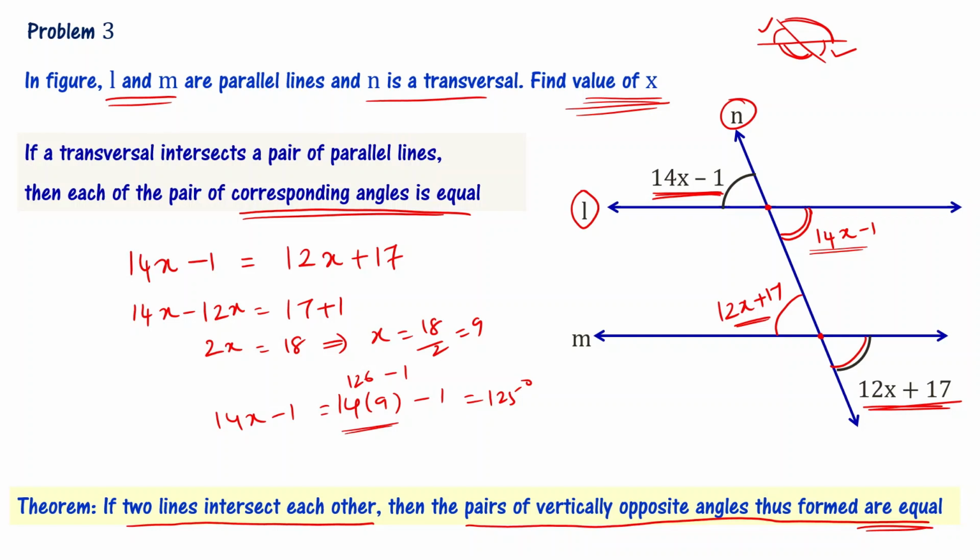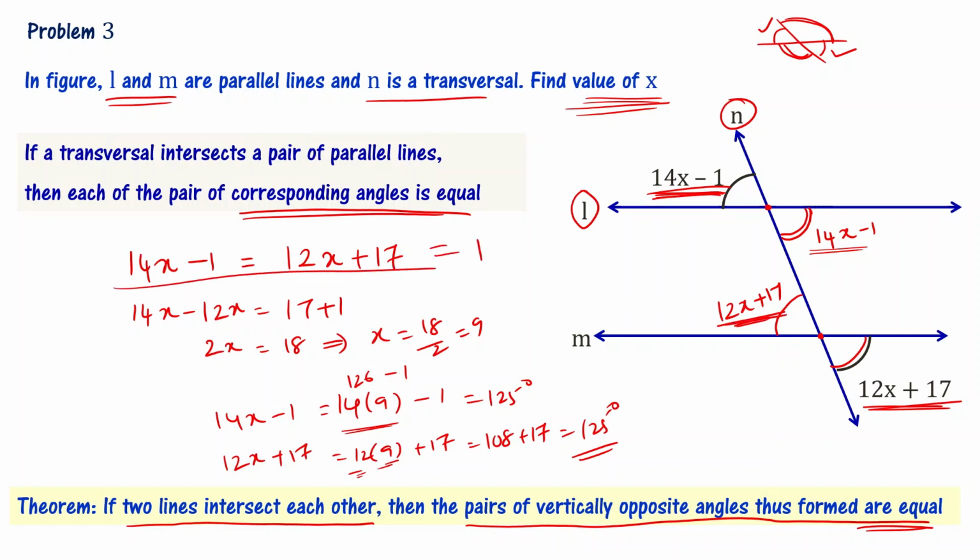Understood? Similarly, you can find 12x plus 17. Okay? 12 into 9 plus 17. 10 12s, 120. 120 minus 12, that is going to be 108. 108 plus 17, what is this? 125. This is also equal to 125. Okay, 14x minus 1 is equal to 12x plus 17. That's what we have said, right? This is equal to 125 degrees. Understood?